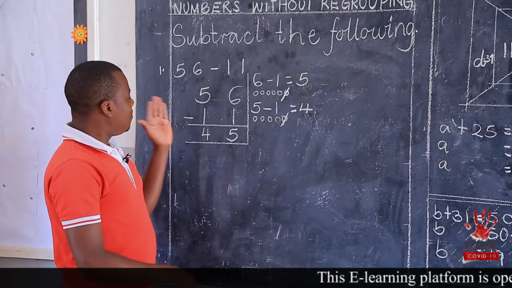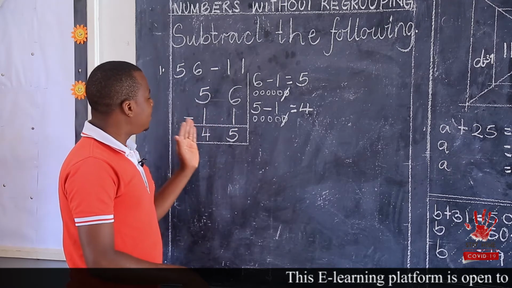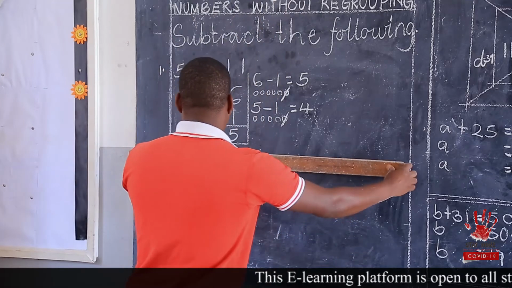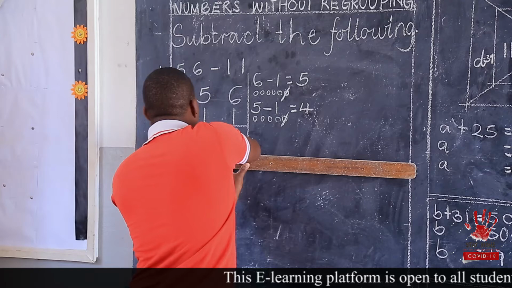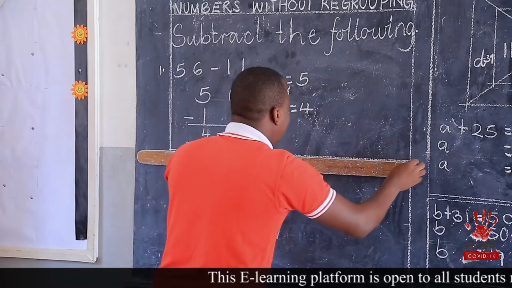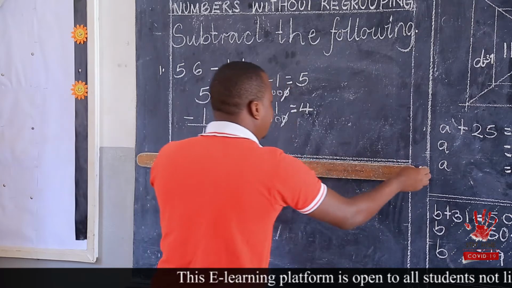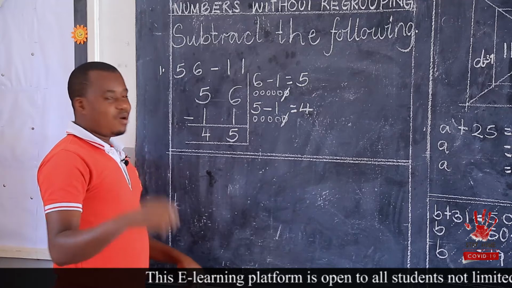Meaning 56 take away 11 is 45. So I will come and show that I have finished the answer. And the only way you can show is double underlining. Underline it very well with the 2 close lines. Hope you are going to do it.